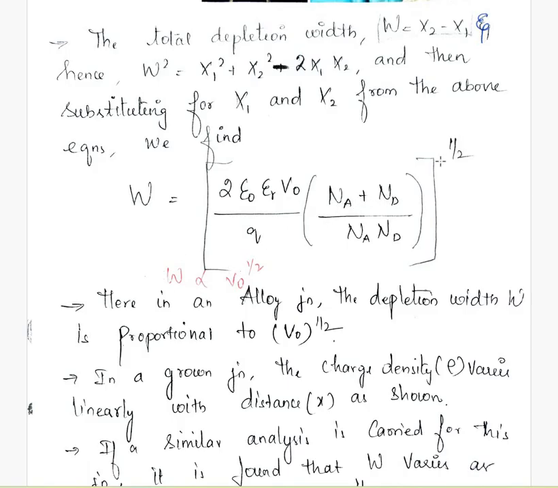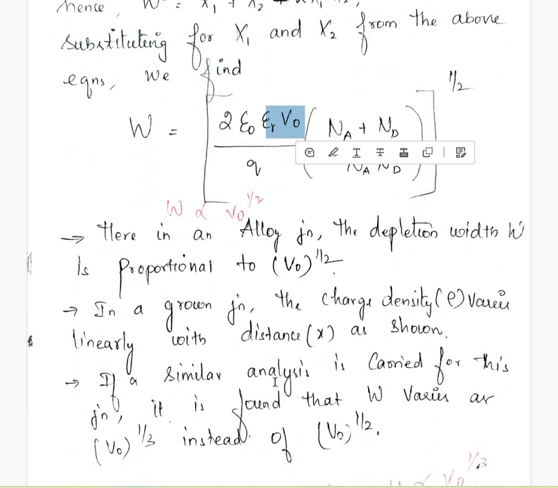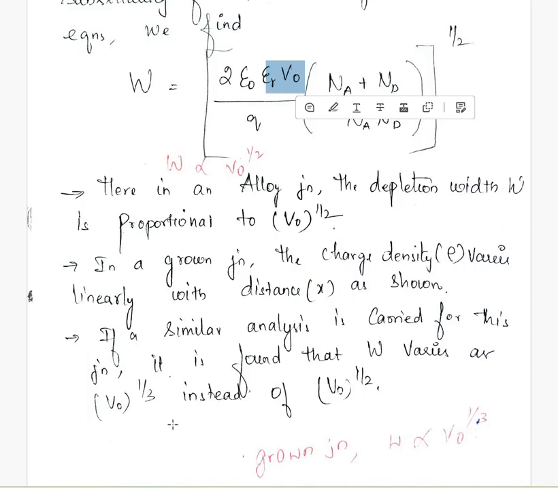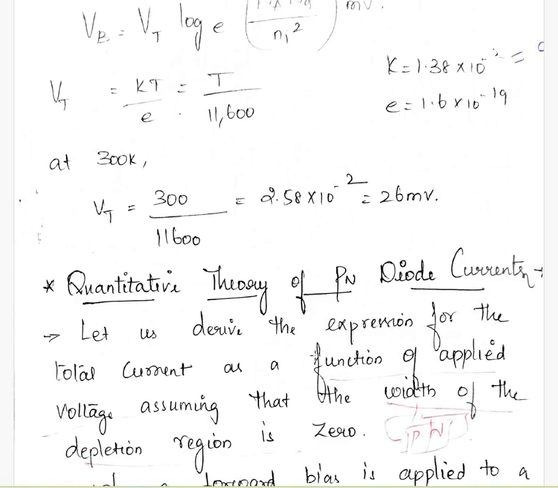So for this abrupt junction, W is proportional to V naught power half, considering all of the other terms as constants. For the graded junction, W will be proportional to V naught power 1 by 3.